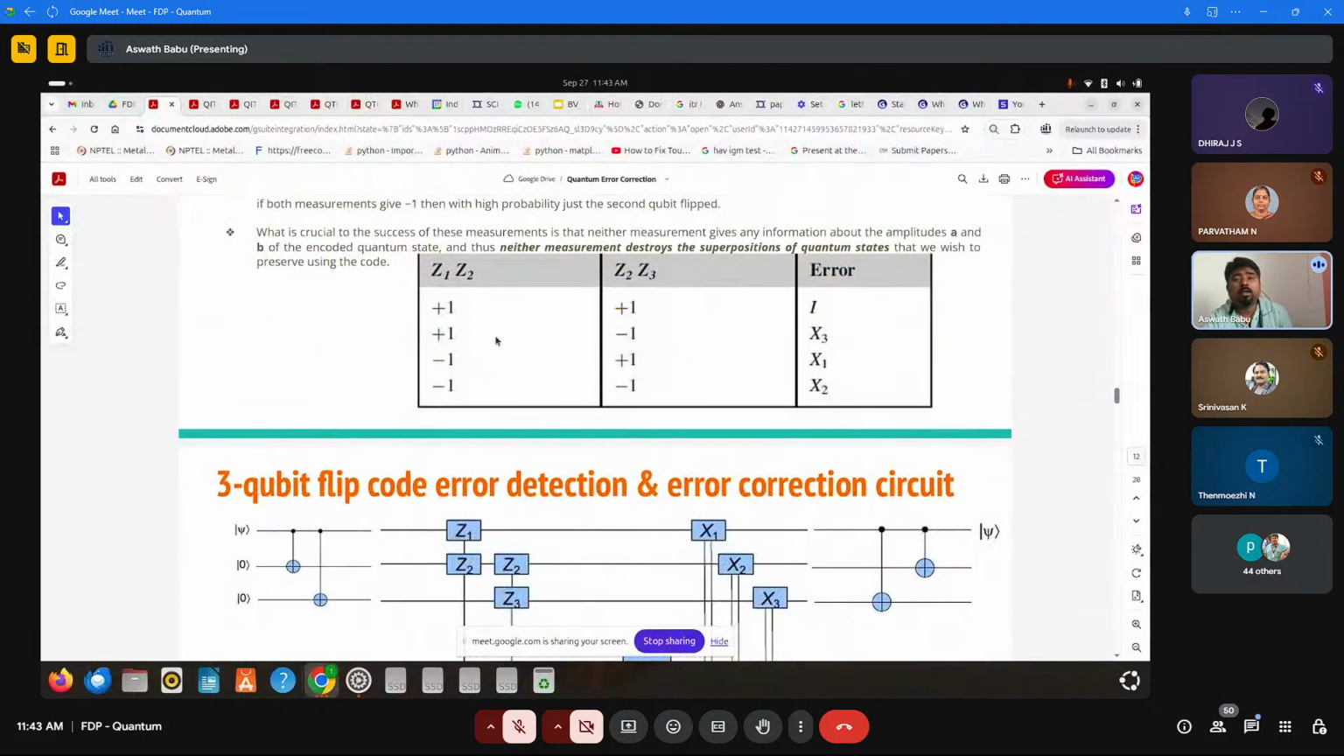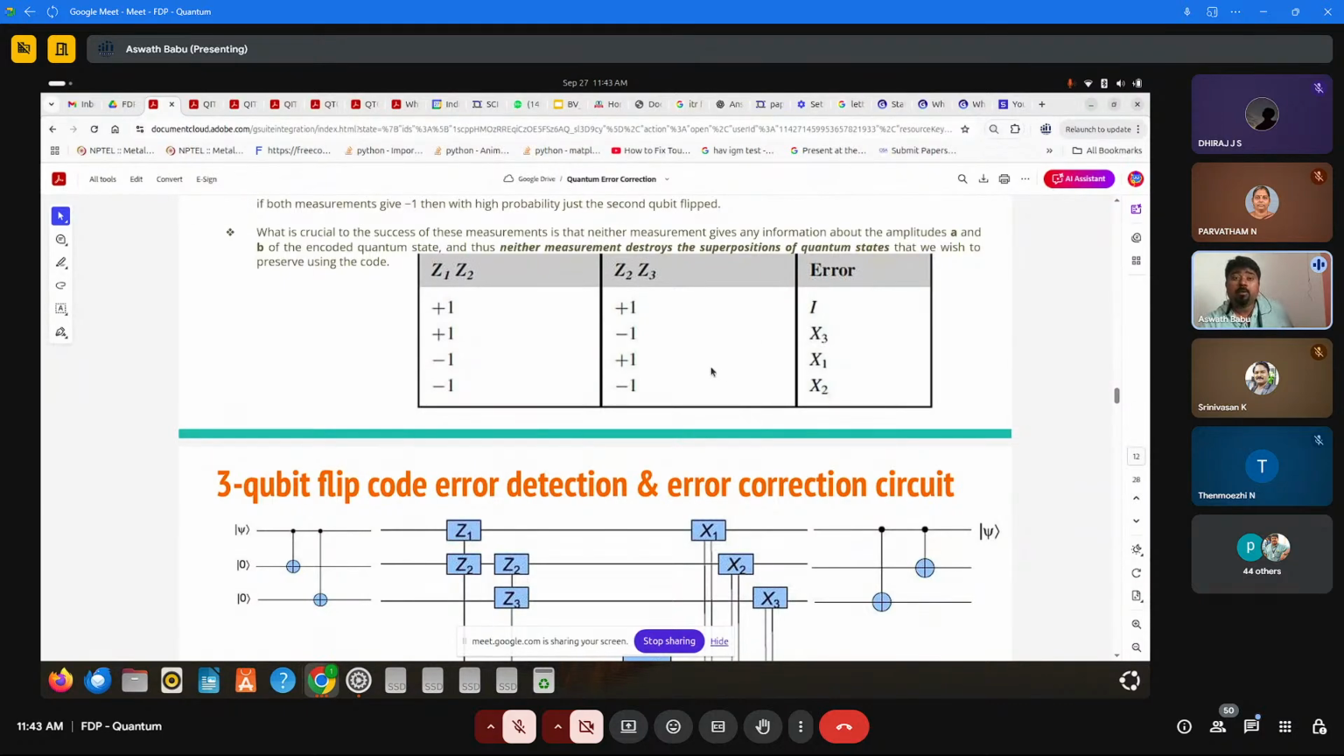Yeah, see here, if Z1 Z2 acting gives you a plus sign, and Z2 Z3 also gives a plus sign, it means no error has occurred. If Z2 Z3 gives a positive sign, it means the first two qubits are the same. If Z2 Z3 gives minus 1, it means one of the last two qubits is errored. Which one? First two are same, second two are different, which means the third one is errored. So I need to act an X3 gate on that.